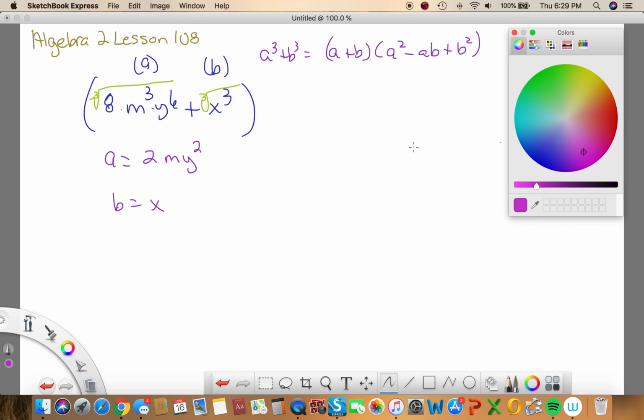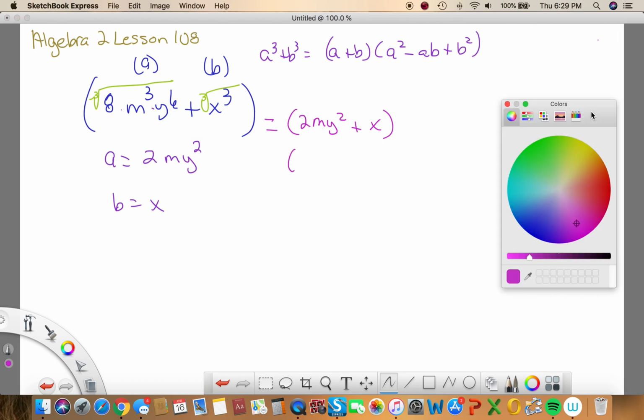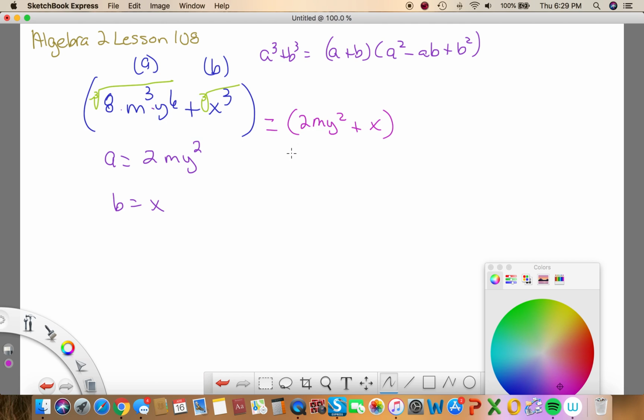So now I just have to fill in the blanks, right? So a is 2my squared plus b, which is x. I'm going to put it down here because I'll have it. Well, actually, I can move this. Times, okay, so remember, this whole thing is a.